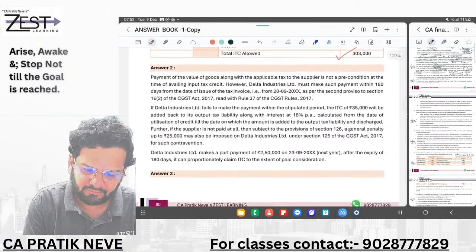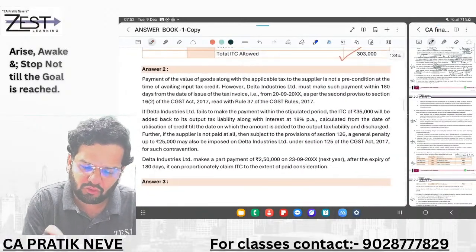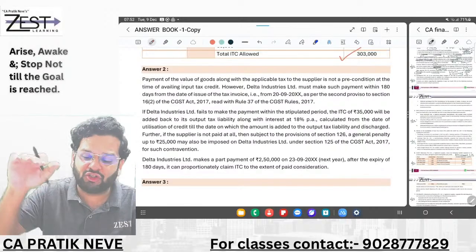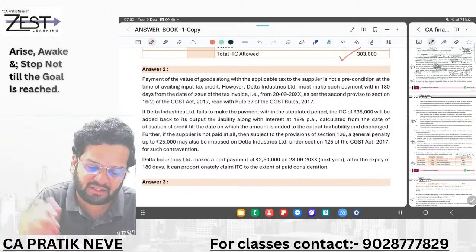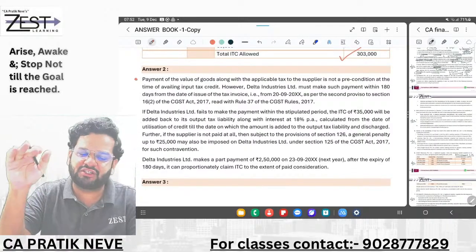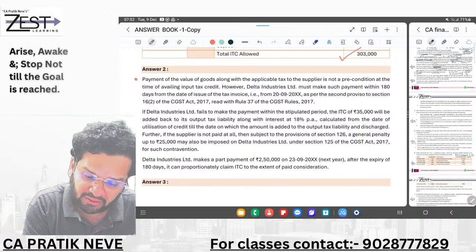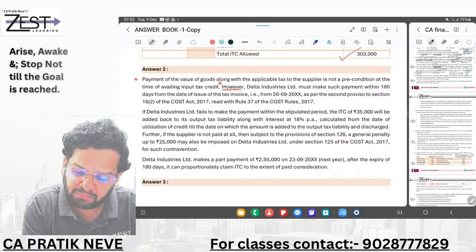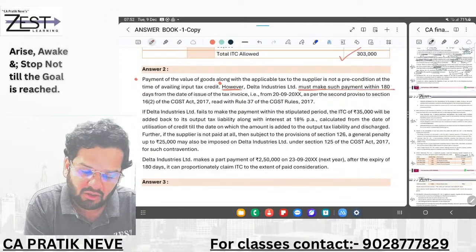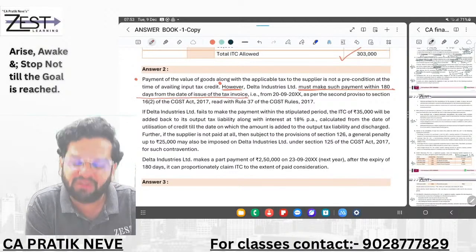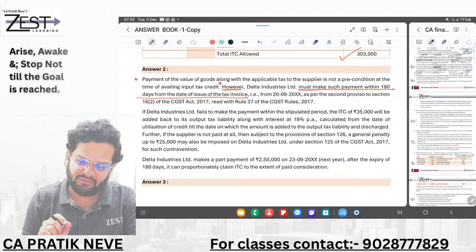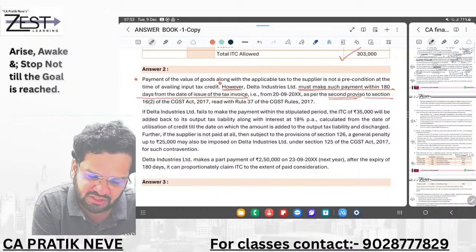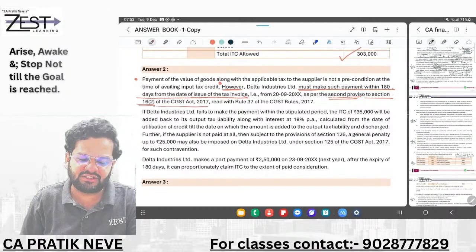So see, payment of value of goods along with applicable tax to the supplier is actually not a precondition at the time of availing ITC. So there was no such condition at the time of availing ITC. But what did the proviso say? The proviso said that the recipient of supply must make such payment within 180 days from the date of issue of tax invoice. Okay, as we discussed, second proviso to section 16(2) of the CGST Act.